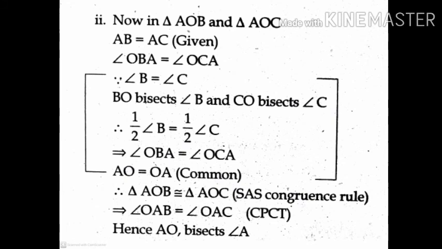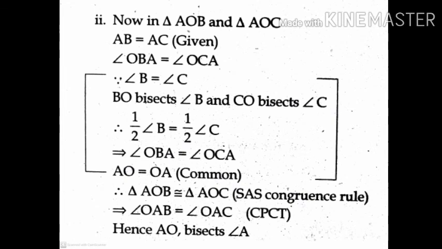Solution for the second part. Now in triangle AOB and triangle AOC, AB equals AC, that is given in the problem. Angle OBA is equal to angle OCA, since angle B equals angle C, BO bisects angle B and CO bisects angle C. That implies half of angle B is equal to half of angle C. That implies angle OBA is equal to angle OCA.